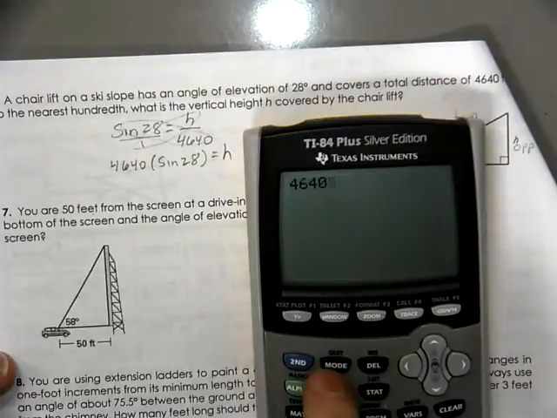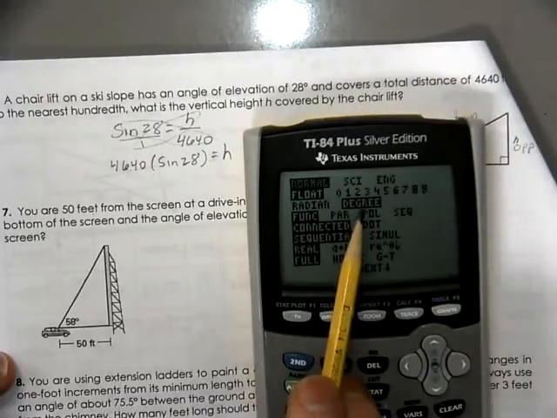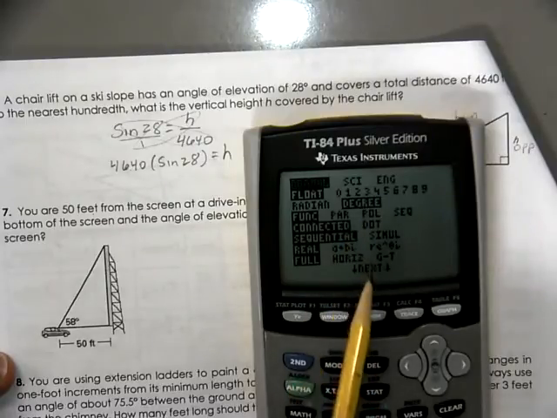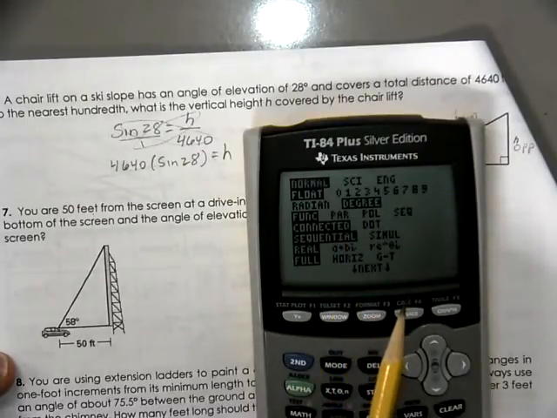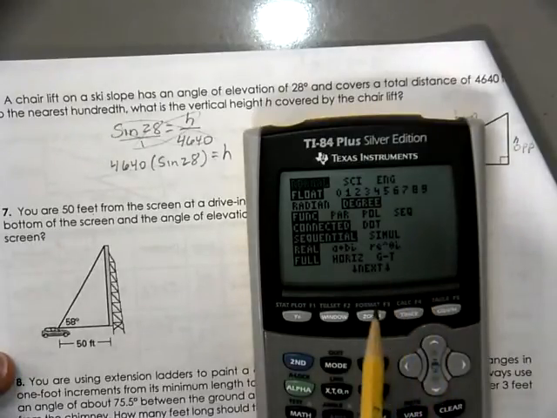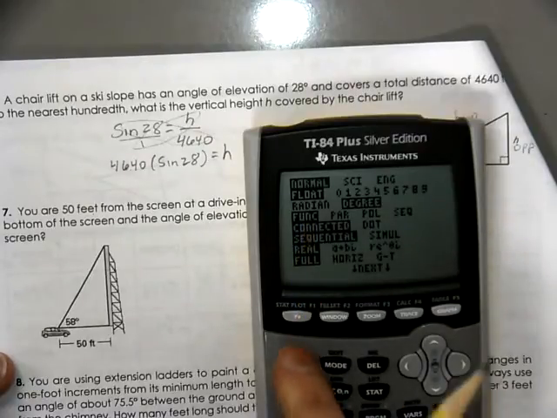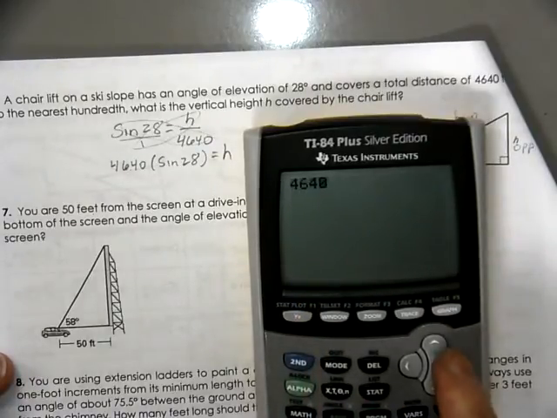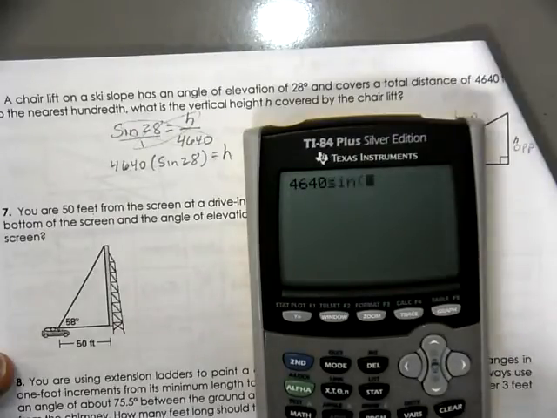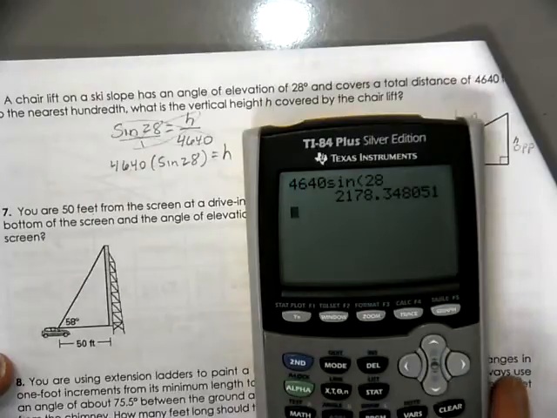Let's be sure we're in the correct mode first. So we have to hit the mode key, and you see that we're in degree. It's required that we're in degree. If you're using a scientific calculator, most likely that's already in degree. If you're using a graphing calculator, there's a good chance that it might be in radian if you haven't switched it yet. Times the sine of 28. So it's got a vertical height of 2,178.